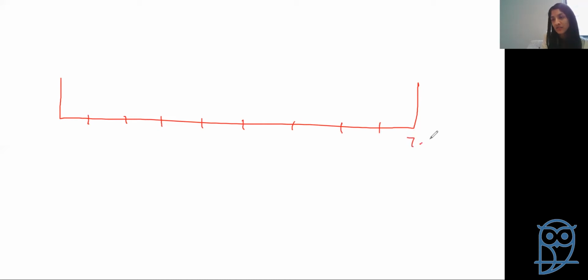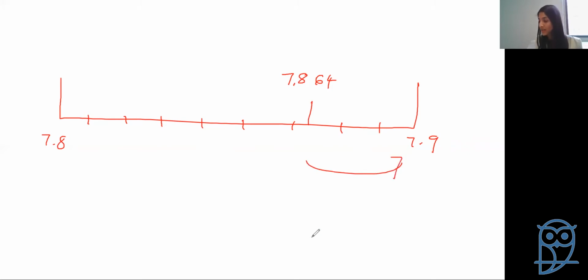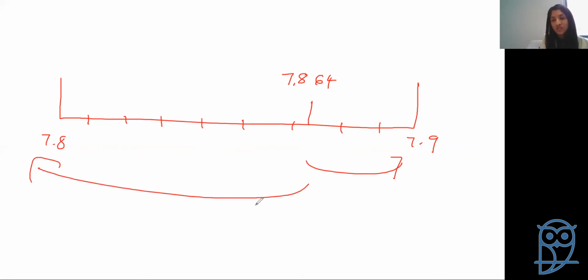Okay, and that's going to be 7.9, and that's going to be 7.8. Somewhere in between is going to be 7.864. And so 7.864 is closer to 7.9 than it is to 7.8. Therefore, to write it to 1 decimal place, my answer will be 7.9.